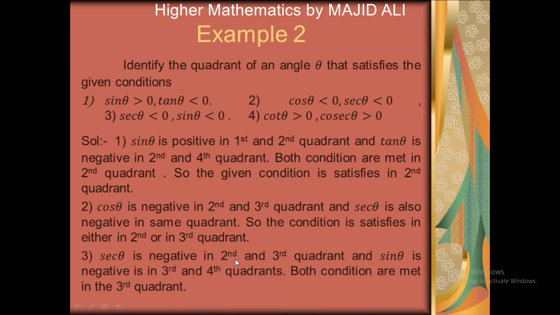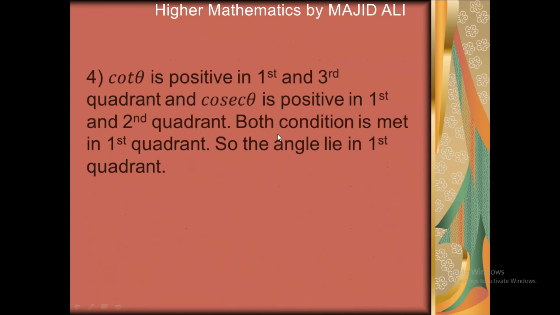Now for the third part of the example, secant less than 0, sine less than 0. Secant is negative in the second and third quadrants because x is negative in the second and third quadrants, and sine less than 0 means sine is negative. Sine is negative in the third and fourth quadrants. As you can intersect both, we get only the third quadrant, so this condition is satisfied for the third quadrant.